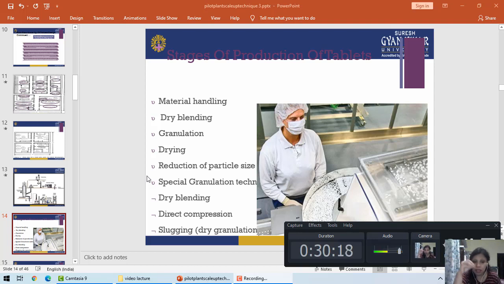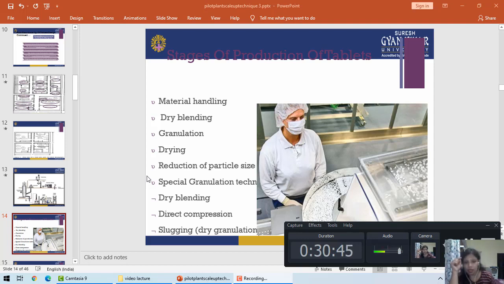Actually, we use this dry granulation technique if our material is moisture sensitive, because it is moisture sensitive, so we cannot do wet granulation. That's why we use the slugging technique in many cases to form the proper size of granules. So this is again a very important technique. Other than that, there is the direct compression technique. In direct compression, we just take the material and we compress it.